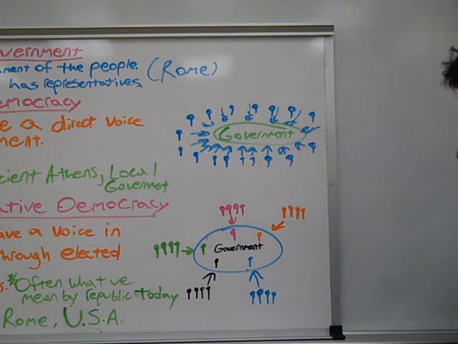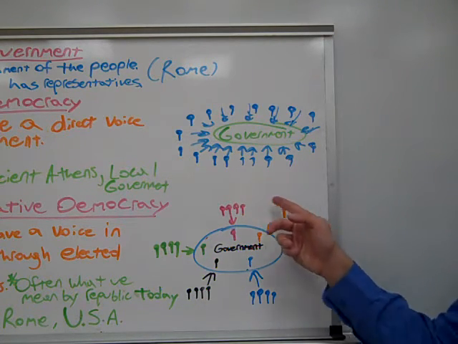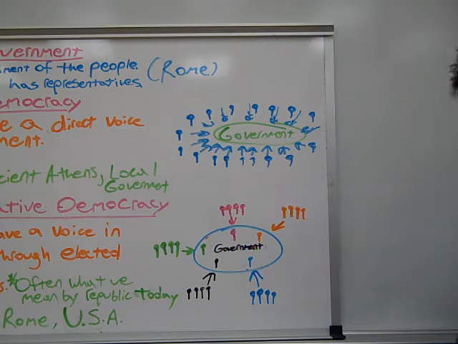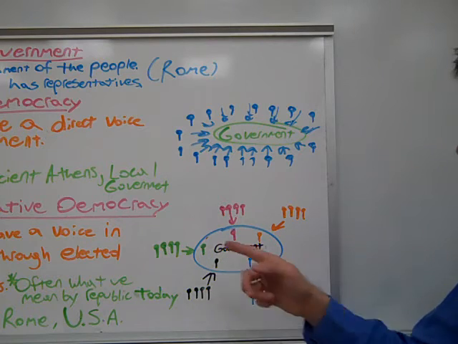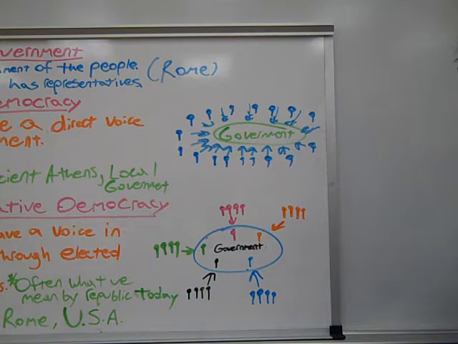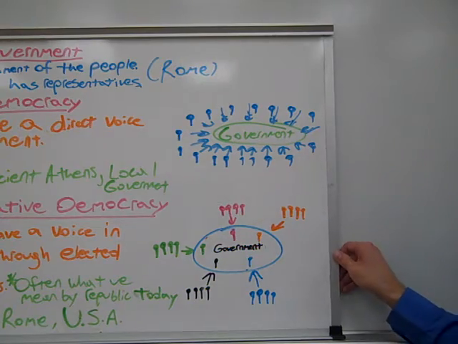I have color-coded this because this represents the different ideas and beliefs of the people. And people of like mind and beliefs are going to vote in people who share those same ideas. Hence why we have parties. Republicans, Democrats.